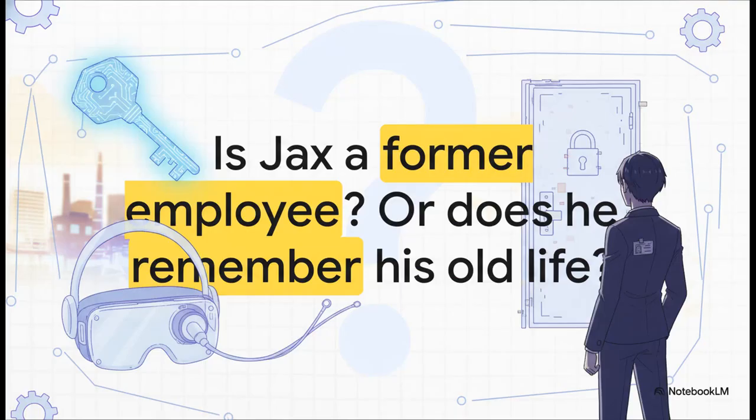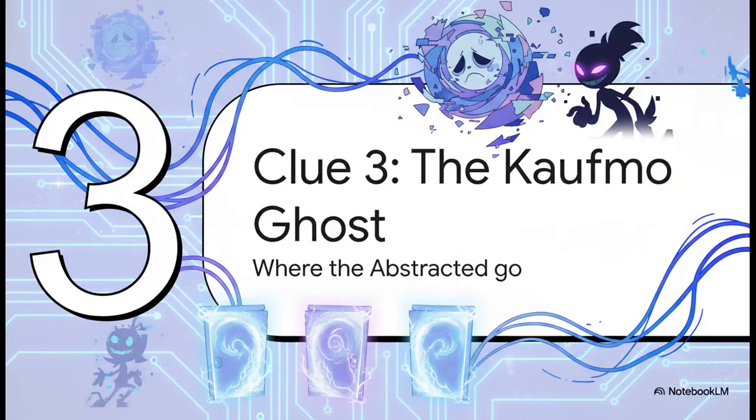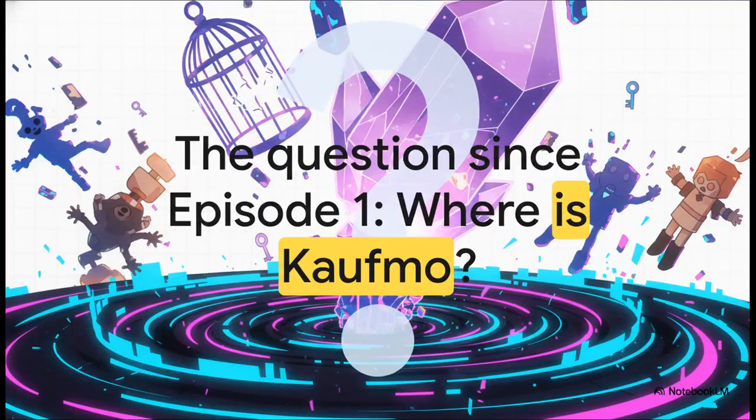So the massive question is, how in the world does Jax know about this door? Does he have a key for it? Was he an employee at the company that created this digital nightmare? Or, and this is even more chilling, is he the only one who actually, truly remembers his life before putting on that headset? And that thought leads us right into our final and honestly most chilling clue. This is the one that connects the glitching world with Jax's secret knowledge. This is the piece of the puzzle that might finally explain what abstraction really is, and where characters like Kaufmo actually end up.